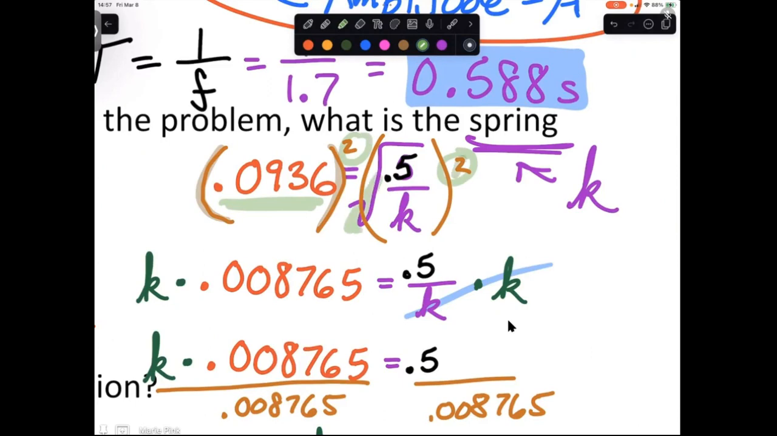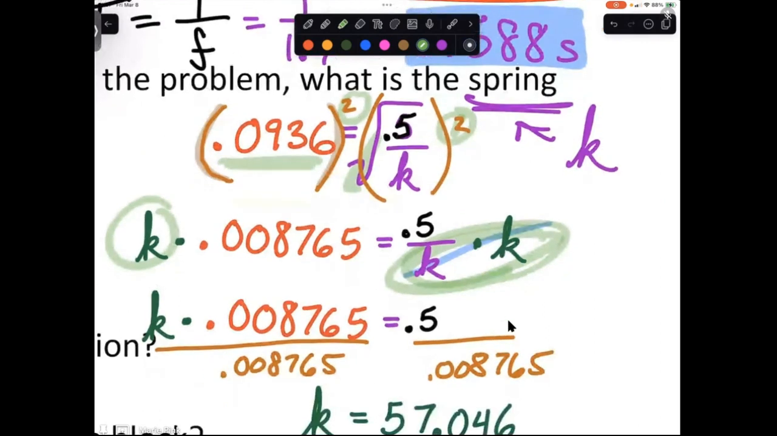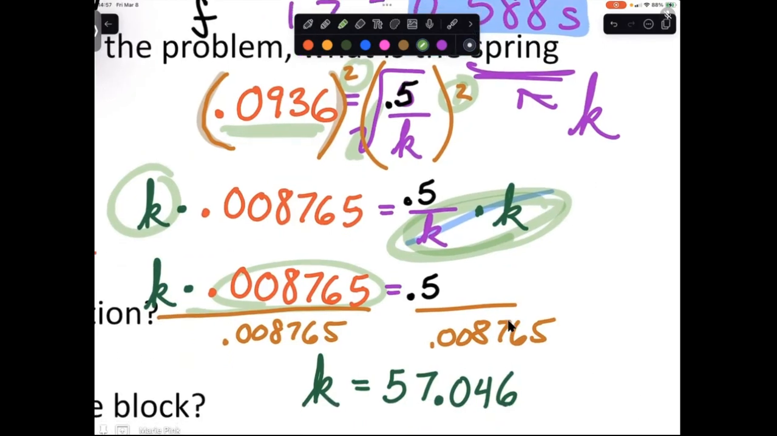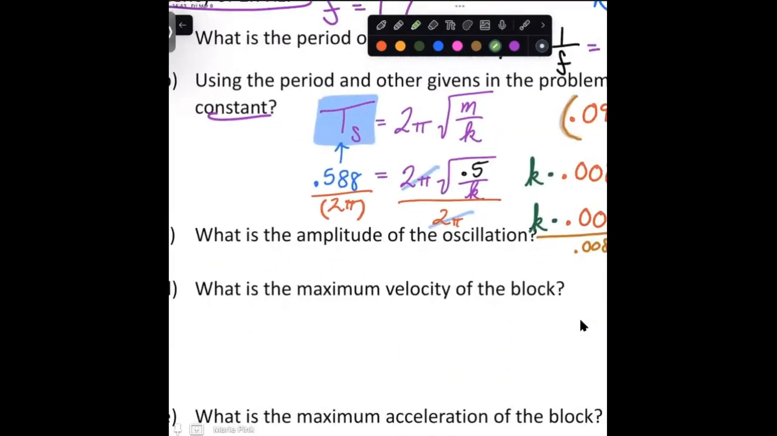So that cancels out this. And then you have k on the bottom. So you can either cross multiply or do this, where I multiply both sides by k, and then the k's on the right side will cancel out. And then because it's k times this number, I divide by the 0.008765 on both sides to get a k of 57.046. And the next question says, what is the amplitude of the oscillation?